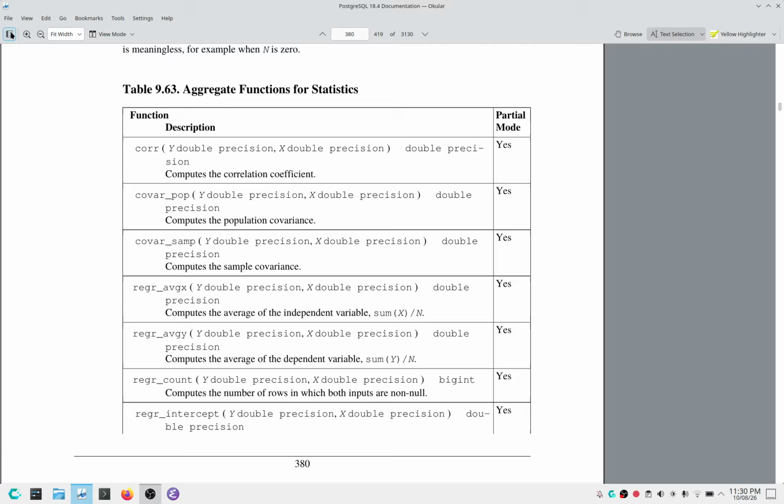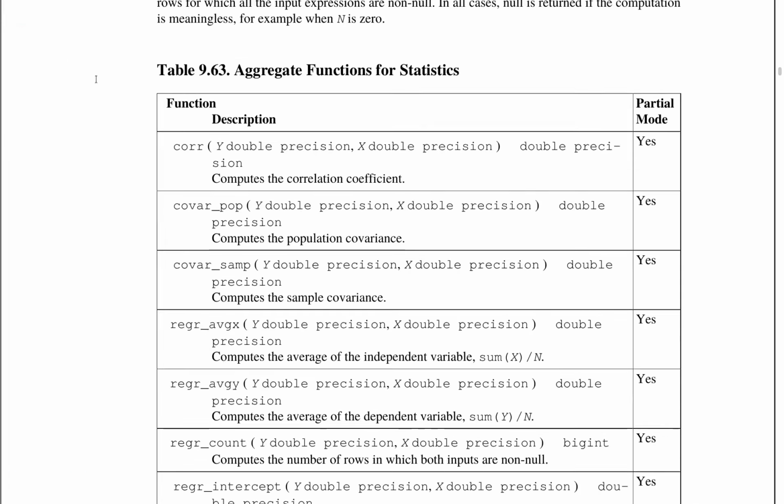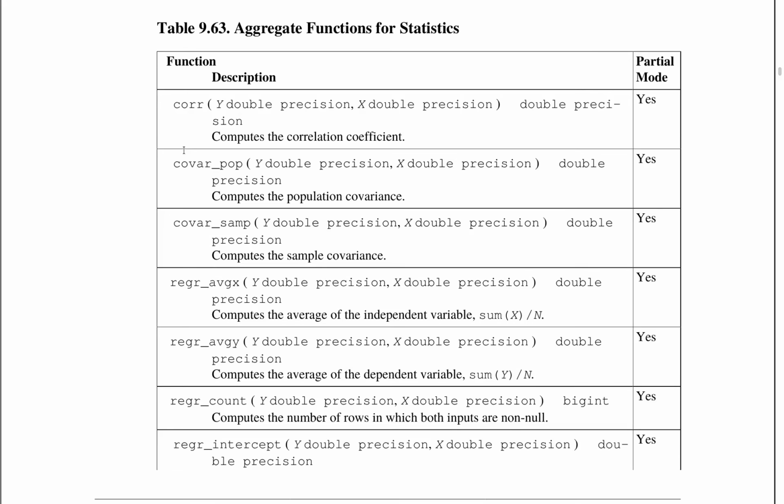Let me get rid of this so that the font is a bit bigger, and possibly we can go in full screen mode to make it even bigger. The first function is correlation. It takes two inputs x and y, double precision, and gives the answer in double precision. It computes the correlation coefficient. Don't worry about the example. In the next video we will have examples for all of this.